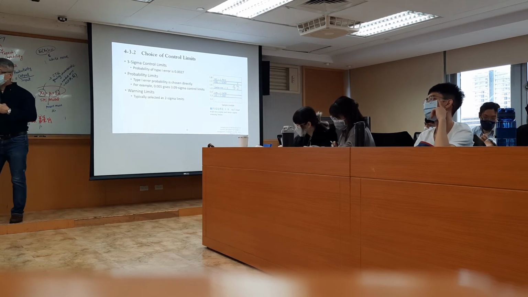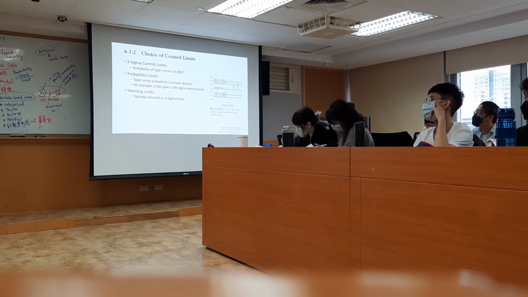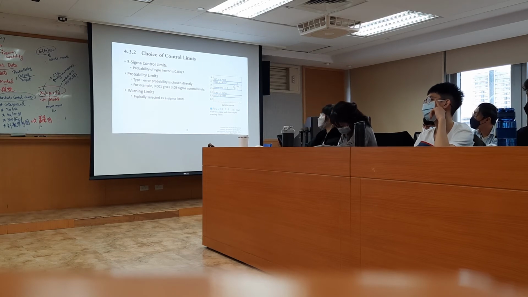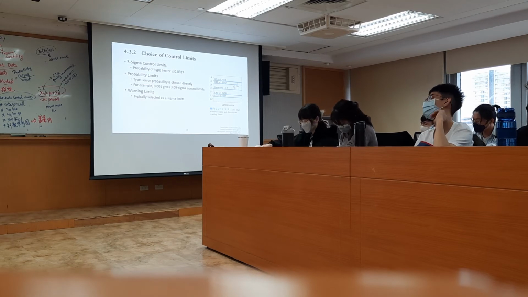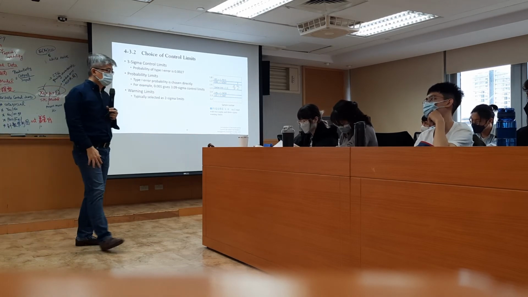That's where this number comes from. We commit... Already in control, however, there's a point outside the control limit. So we commit a type 1 error. Then it's going to be 1 minus 0.9973.